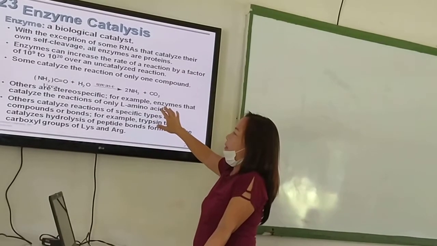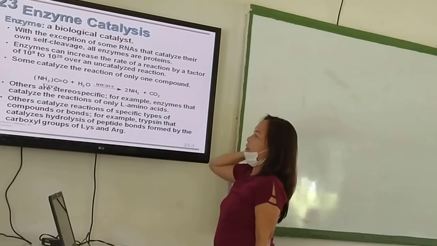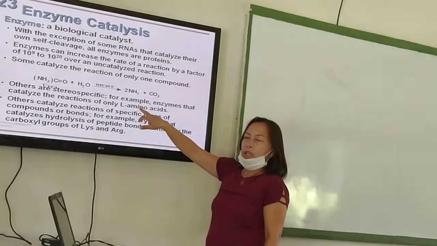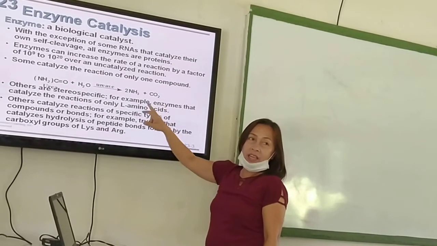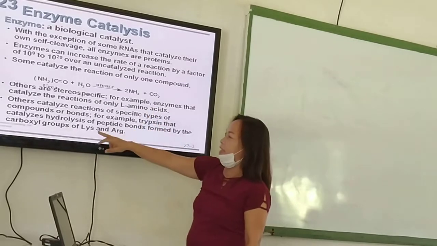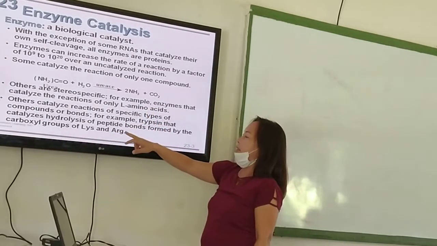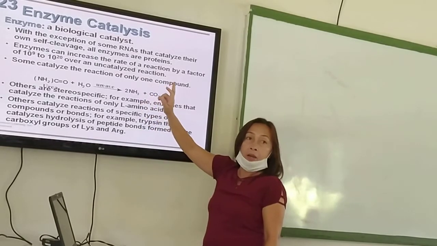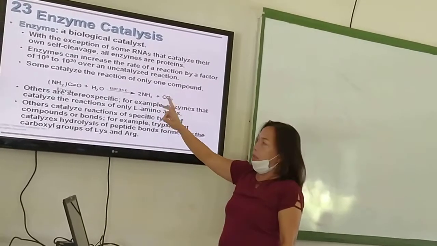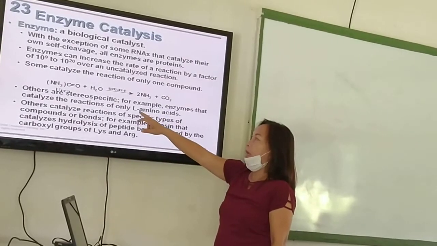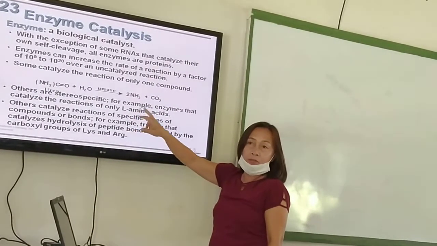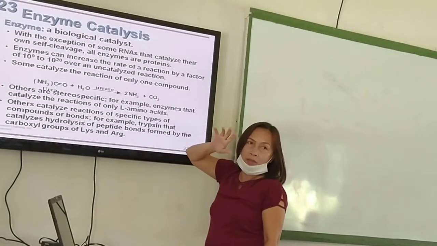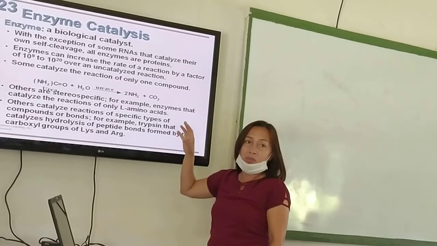So they are stereospecific. Like for example, if we have a D-amino acid, or D-alanine, or say D-lysine and D-arginine, that will not be recognized by a specific enzyme which recognizes only L-amino acids. So in the Fisher projection, it recognizes only the L-amino acids. So that is how specific enzymes are.